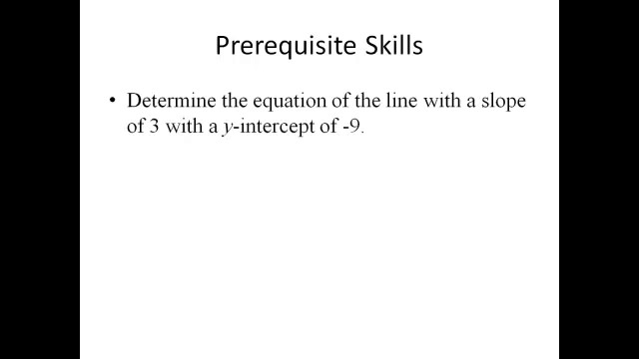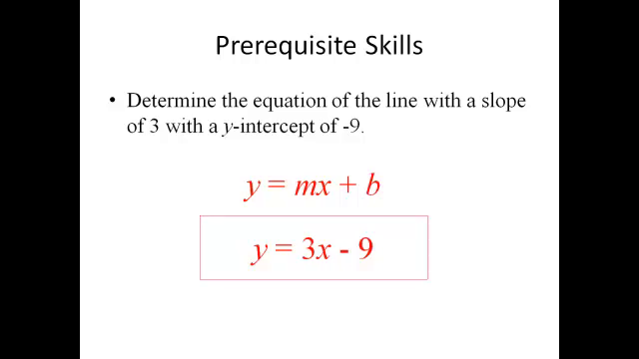So, to get us back into the swing of thinking about this sort of thing, let's do a few practice exercises. First, let's determine the equation of the line with a slope of 3 and a y-intercept of -9. Well, we think about our slope-intercept form of the equation of a straight line, y equals mx plus b, and simply fill in the spots for m and b. That'll give us y equals 3x minus 9.